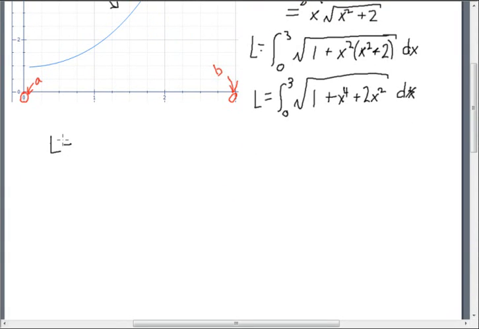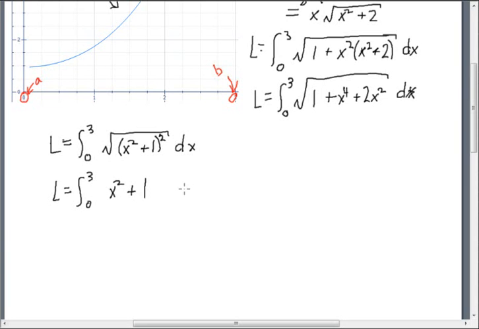So length is going to be equal to the integral from 0 to 3, square root of, now this is actually going to be a perfect square, and we can see that quite easily, because if we take x squared plus 1 and square that, we get this expression inside there. So this is the perfect square. Now what happens when you take the square root of something squared? Well, you just get that something back. So this length is going to be the integral from 0 to 3 of x squared plus 1 dx.